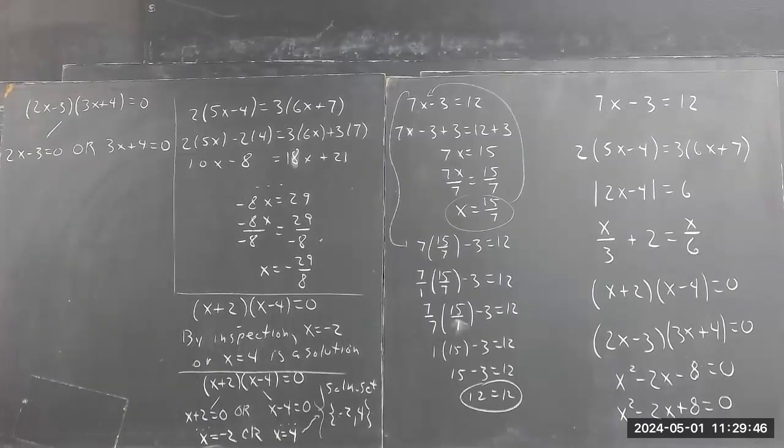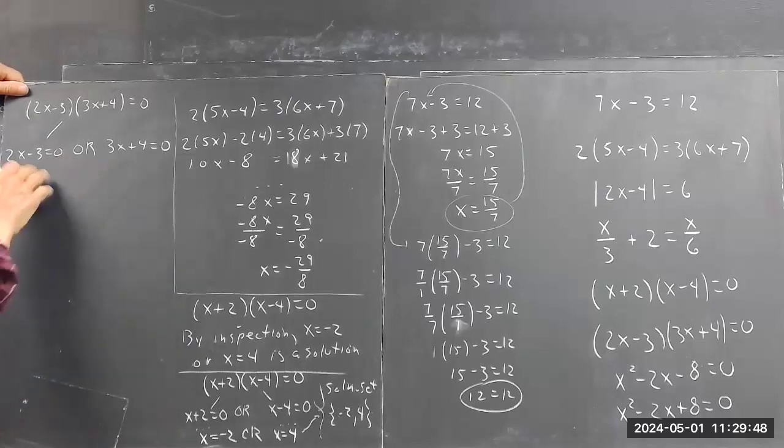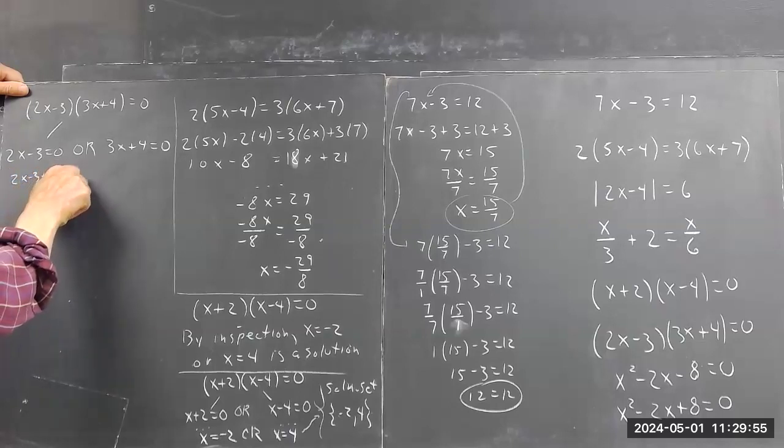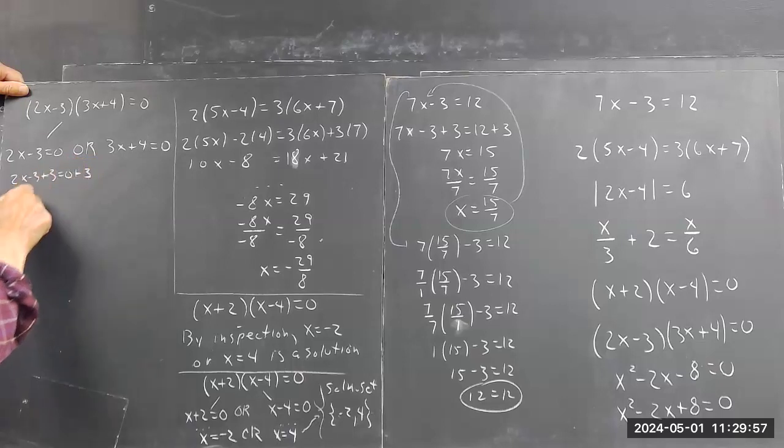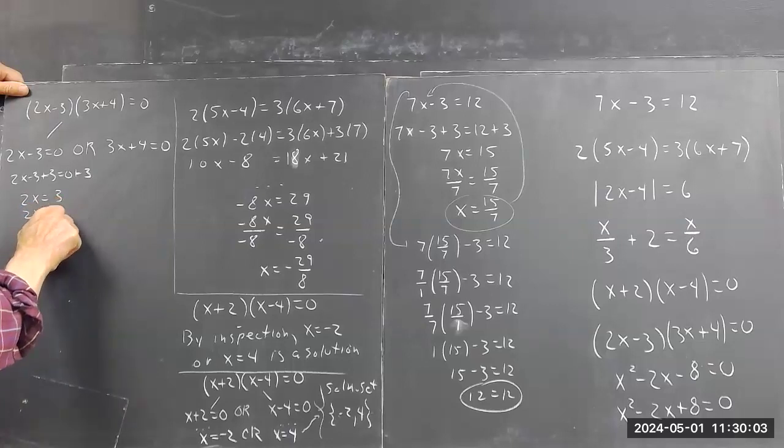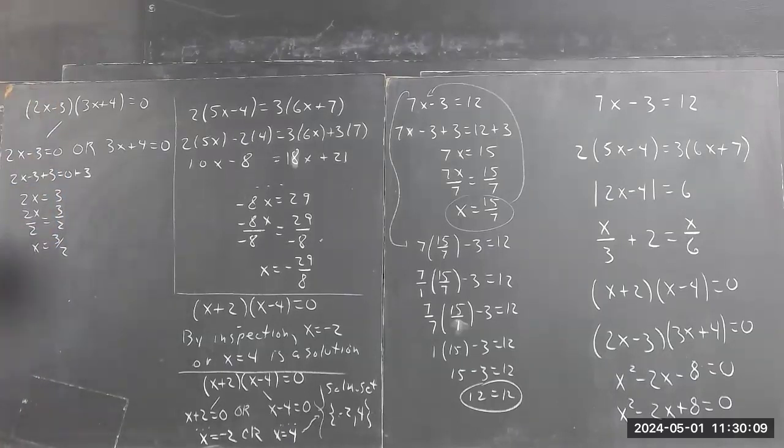Okay, so we can solve this equation. 2x minus 3 plus 3 equals 0 plus 3. 2x equals 3. 2x over 2 equals 3 over 2. x equals 3 halves. Write out every step because a lot of people are simply not retaining what they've learned to do because they're skipping steps and stuff.